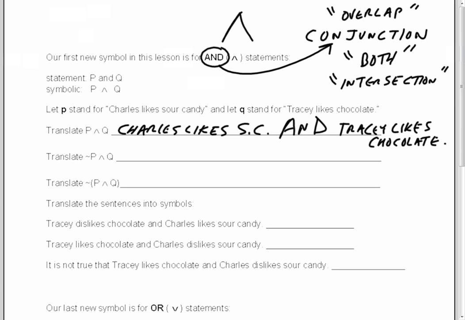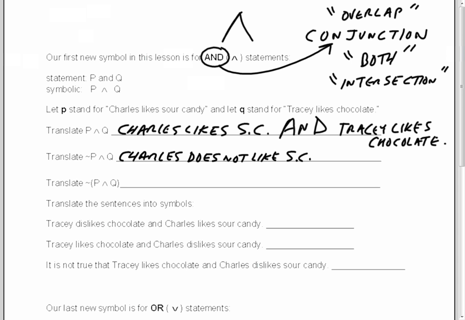What's going on in the second one? I see a squiggle. What does that indicate to me? I see a negation symbol. So what should I do to the phrase that goes along with the variable P? Negate it. Charles does not like sour candy.